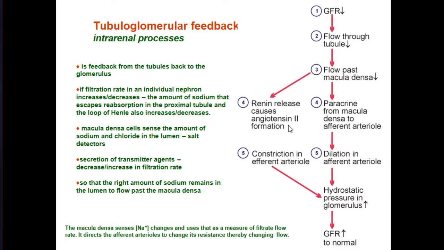That's one mechanism. And as you remember, we've mentioned that angiotensin 2 leads to constriction of the efferent arteriole, which will increase the hydrostatic pressure in the glomerulus. On the other hand, you will have paracrine secretion from macula densa cells of vasoactive substances, which will lead to dilation of the afferent arteriole, which increases the blood flow through the glomerulus and also increases the hydrostatic pressure in it. And in the end, you have an increase in GFR. So GFR is back to normal. And the opposite situation is also true.